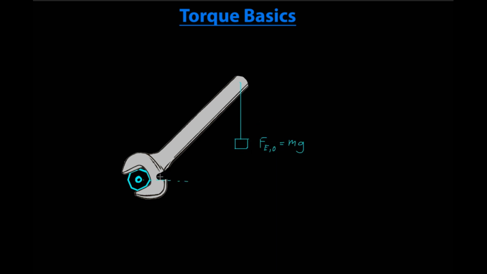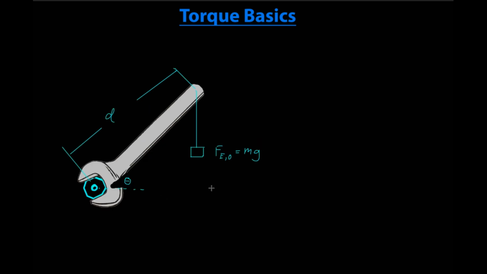I'm going to erase a little section of the wrench to make our angle more clear. This is theta, and you have distance d. All right, let's put in some numbers so you can follow along with me if you want. I'll say force earth is 60 newtons, theta is 40 degrees, and distance d is half a meter.